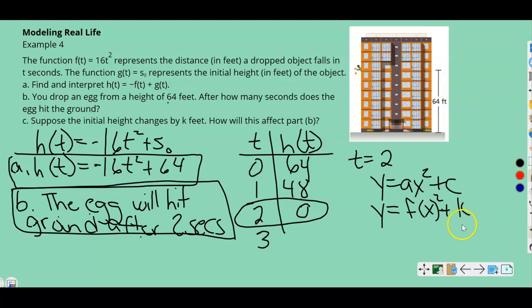So basically understanding what this value does can tell you what it's going to do to affect the time. So the further you get away from the ground, the longer it's going to take the egg to hit the ground. The closer you move to the ground, the less time it'll take for the egg to hit the ground. So that's why when k goes positive, it goes up, you're further away from the ground. If it's negative k, if you're moving down, you're closer to the ground.